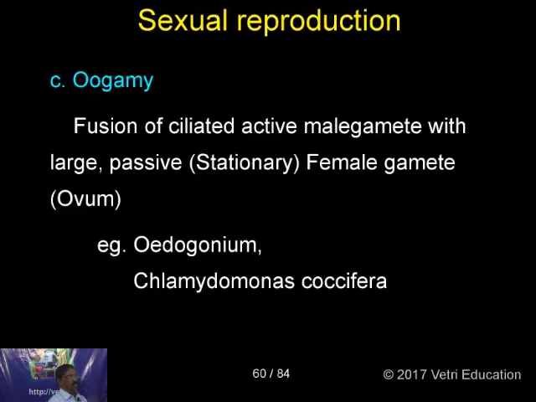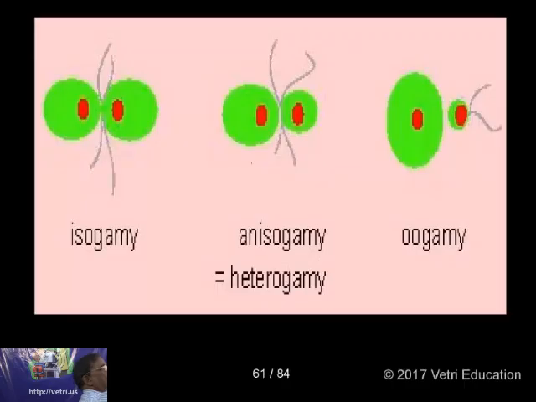Next, the oogamous type of reproduction. In this, there is fusion of a ciliated, active male gamete. The male gamete is very small and active, whereas the female gamete is large, passive, stationary, not moving. That is the ovum. This type of fusion between a male gamete and an ovum is oogamy. Examples: Oedogonium and Chlamydomonas coccifera are some of the examples. We have many examples, of which some are given here.